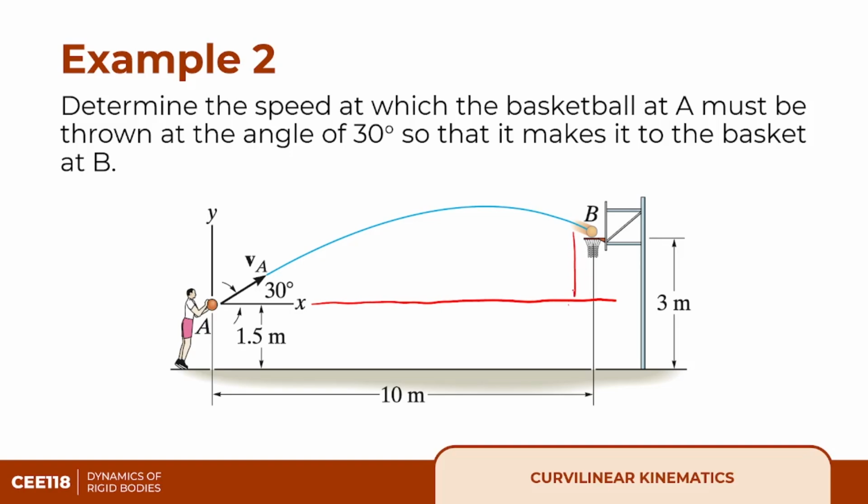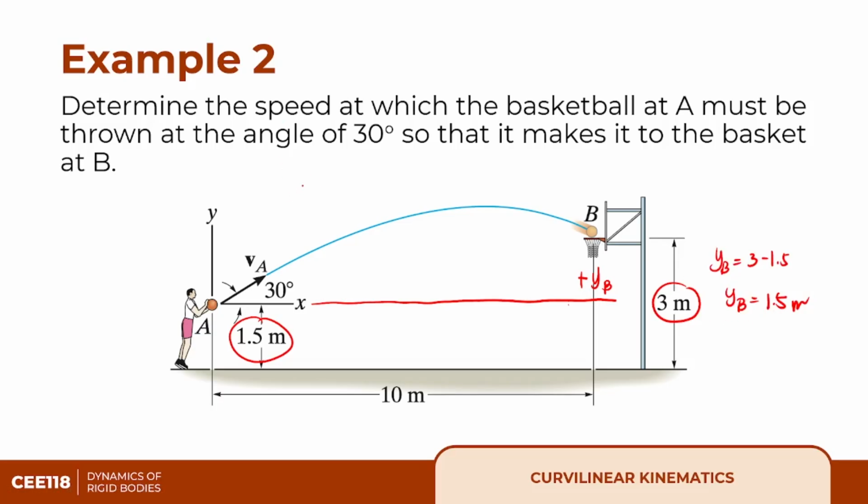So let's say this is YB. So YB is equivalent to positive YB. Okay? YB in this case will be equal to 3 minus 1.5. Right? So our YB would be 3 minus 1.5, or that is basically equal to 1.5 meters. So that is the YB we will use.